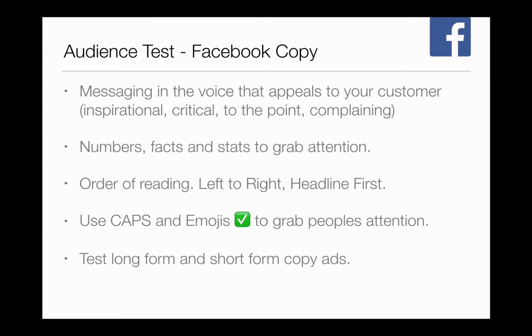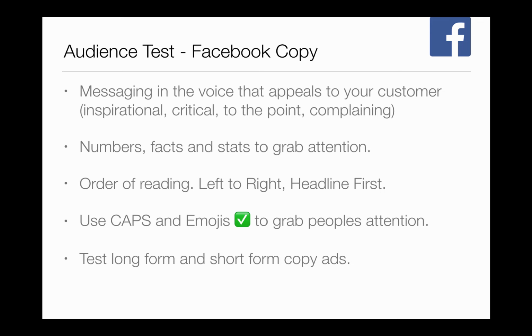A few Facebook copywriting tips. This will help you write more compelling copy. But first off, you want to talk in the messaging or the tone of the person you're trying to resonate with. So, do they respond to inspirational copy? Do they respond to critical? Do they respond to quick copy, long copy, or do they respond to complaining? So, whining and complaining. Don't you hate this? Fill out this survey. Or inspirational is like, wouldn't you like this? Fill out this survey. Always include, or try and always include, numbers, facts, or stats in your headline.